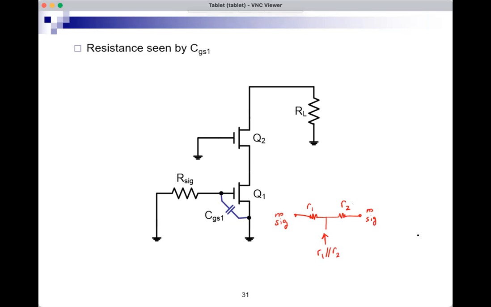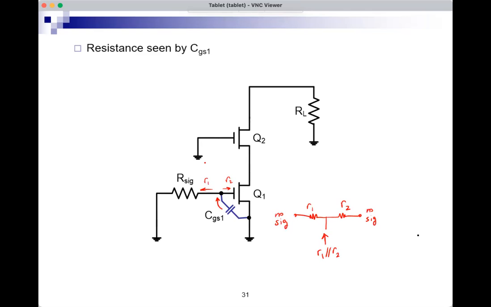All right, so this is the situation here. CGS1 is replaced by a test source, and I want to find the resistance seen looking into this terminal. And I have an R1 like this and an R2 like this.